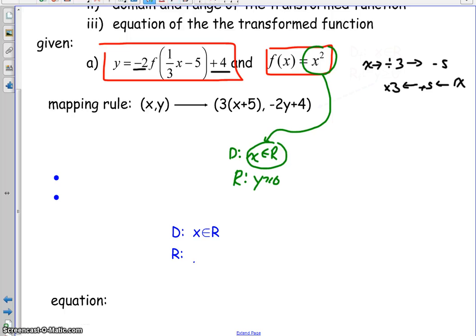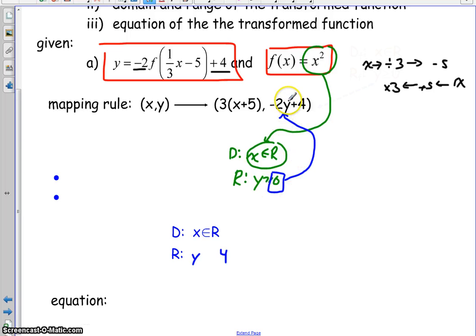Now for y, let's take that boundary, so we know y is greater than or equal to 0, and put that in the mapping rule for y. So negative 2 times 0 is 0, plus 4 is 4. So for my range, I'm going to have y, and I know the boundary is going to happen at 4. The only question is, is it going to be greater than or equal to 4 or less than or equal to 4? Well, let's take a look.